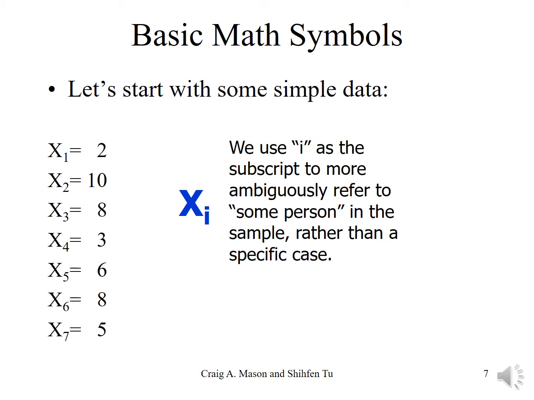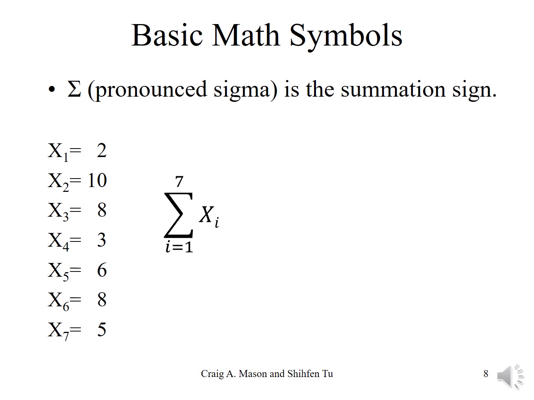We use I as the subscript to more ambiguously refer to some person in the sample rather than a specific case. So X sub I is another way of saying the score on X for person I. Now, the Greek letter sigma is a mathematical way of indicating summation. It's a way of saying add up the following values.